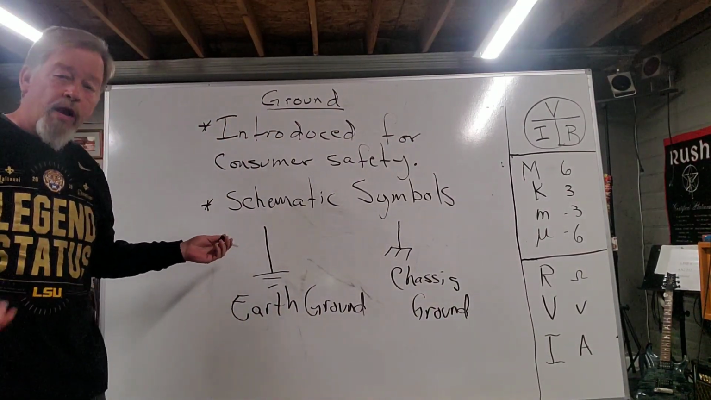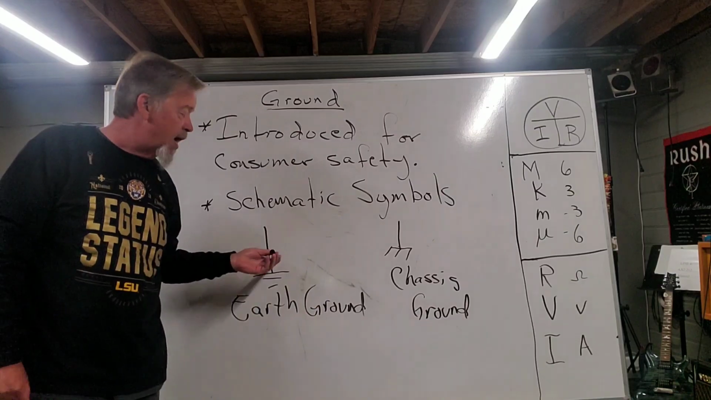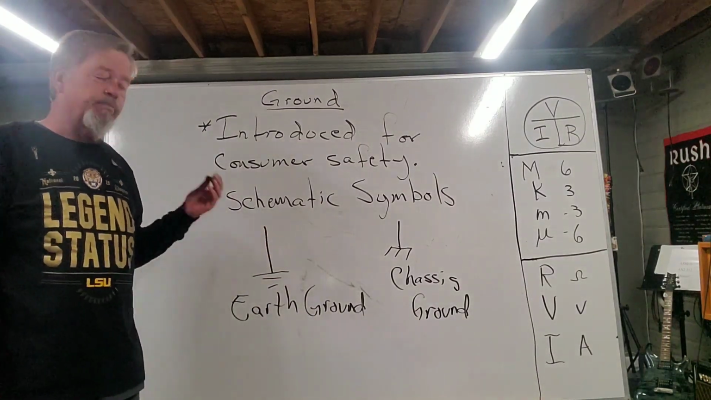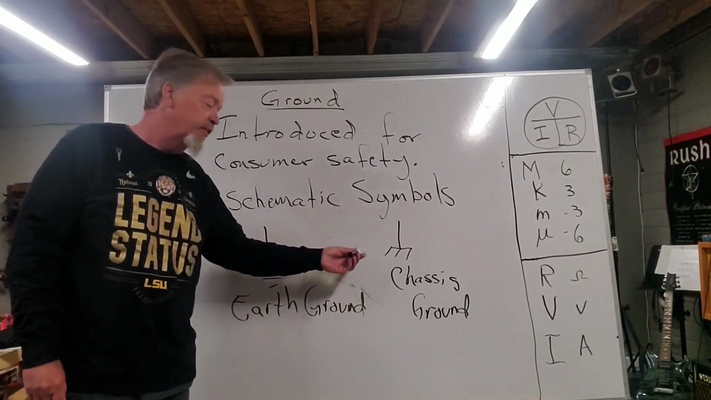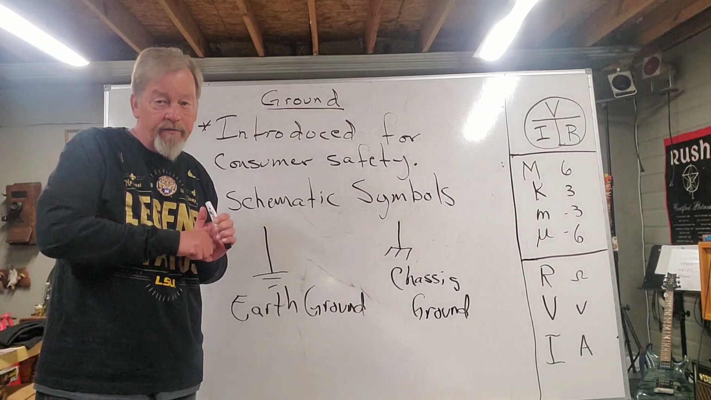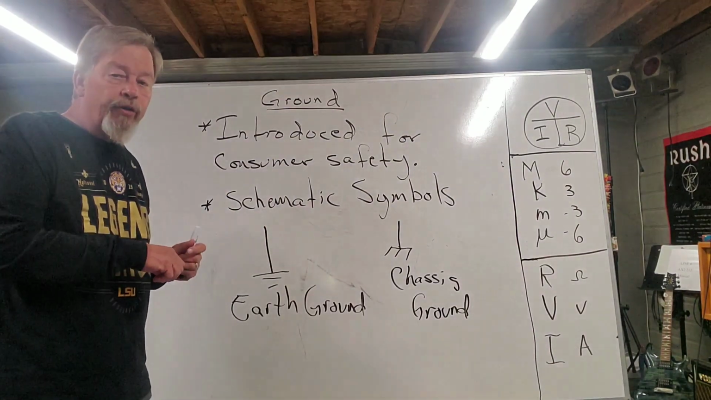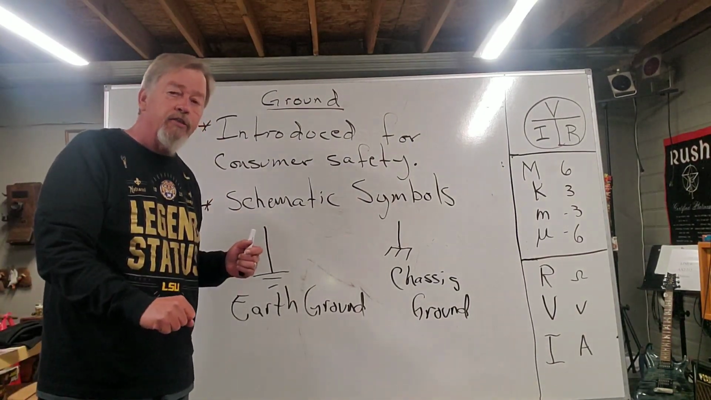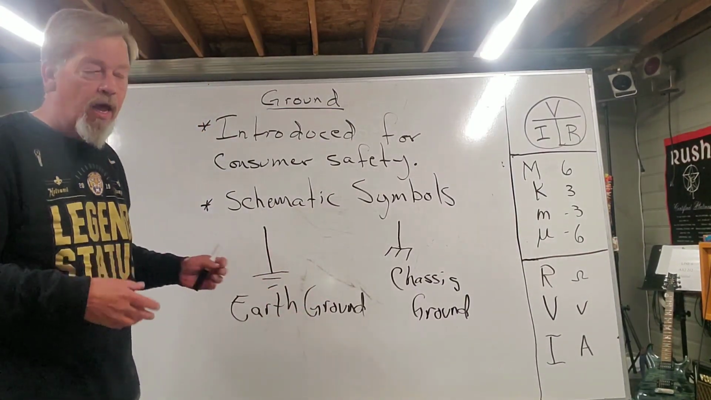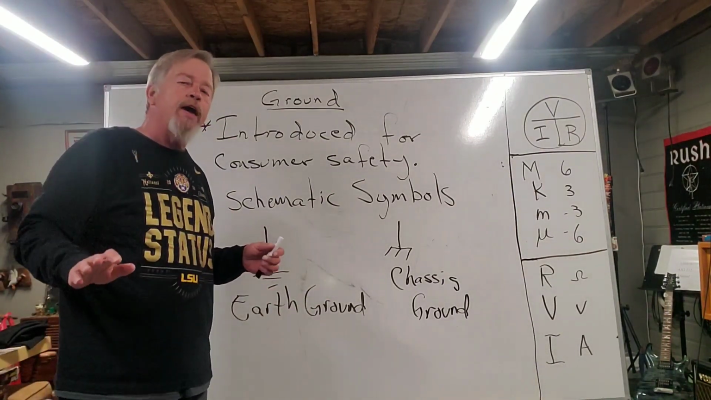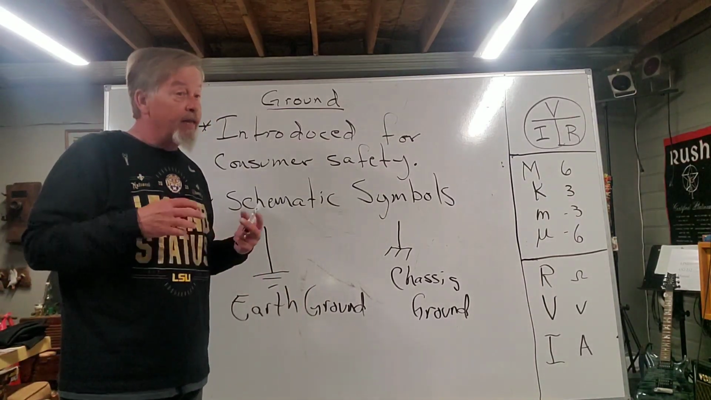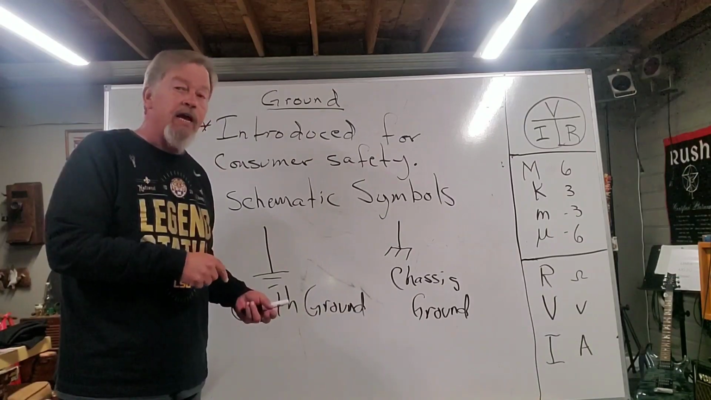So we got earth ground, and that's what I was just talking about. And then we have chassis ground. Now chassis ground, primarily you're going to find in an automobile. The negative side of that battery connects either to the engine block or the frame of the car, which is attached to the engine block. So everything on that frame, engine, is connected to the negative side of that battery.